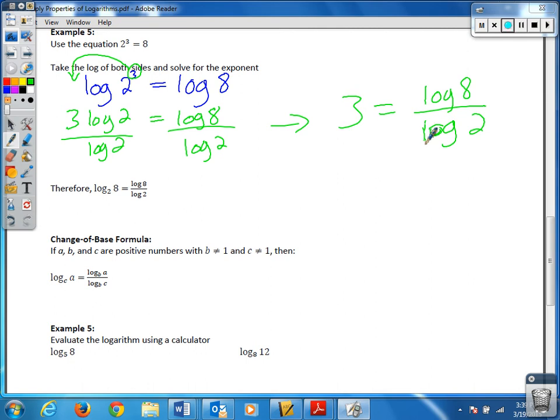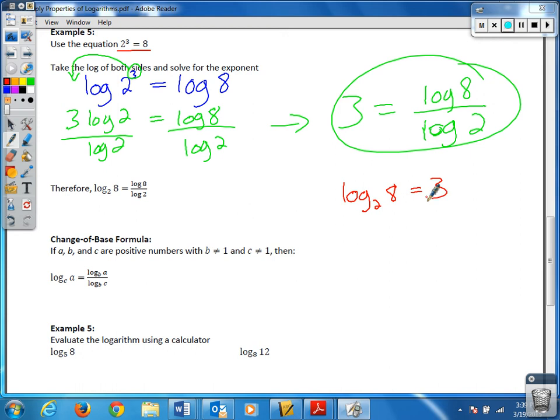Let's go back to the original equation. Let's set that aside for a minute. I'll circle that. We're going to come back to this, but let's go back to the original equation. 2 to the third equals 8. Let's rewrite that as a logarithm. So this would be the log base 2 of 8 equals 3.